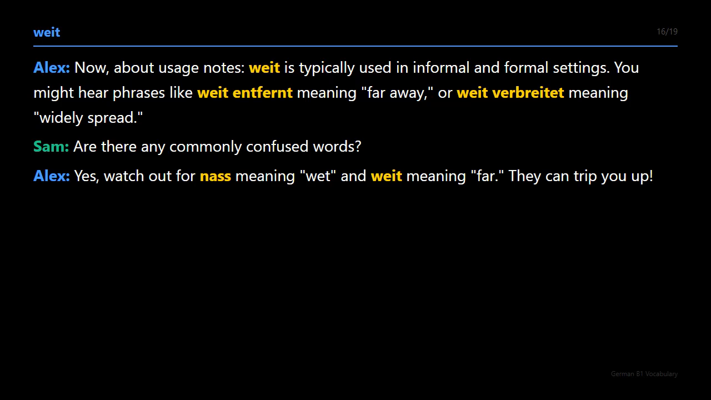Now, about usage notes. Weit is typically used in informal and formal settings. You might hear phrases like weit entfernt, meaning far away, or weit verbreitet, meaning widely spread. Are there any commonly confused words? Yes, watch out for nass, meaning wet, and weit, meaning far. They can trip you up.